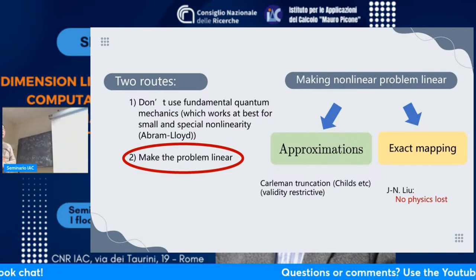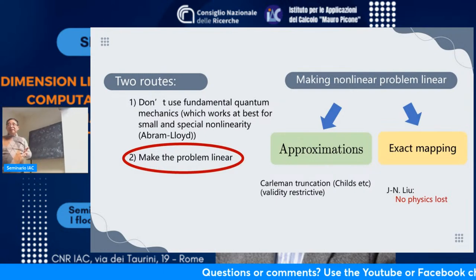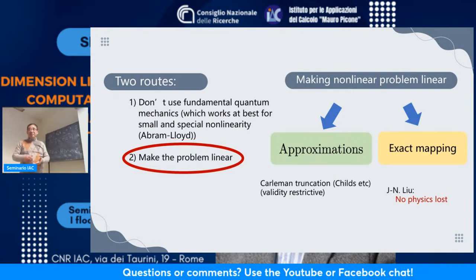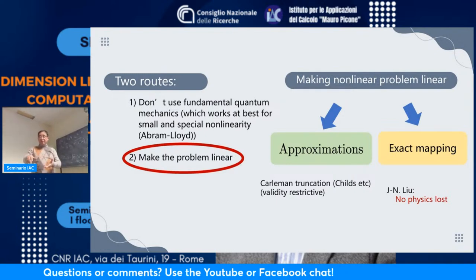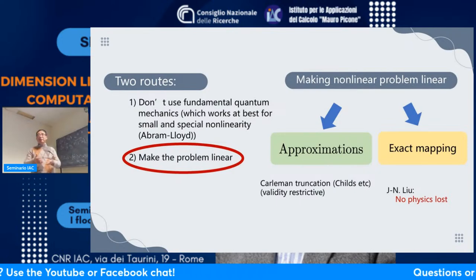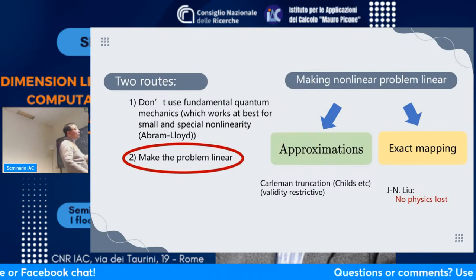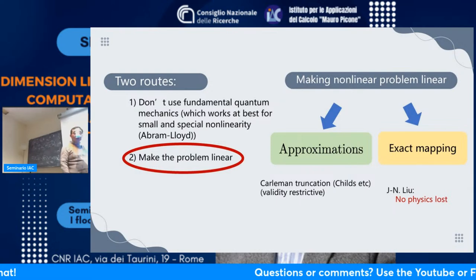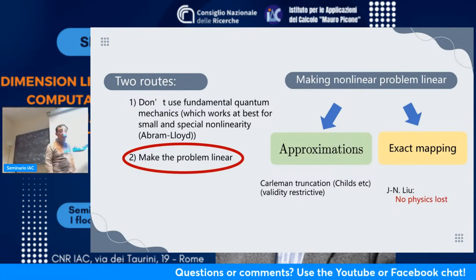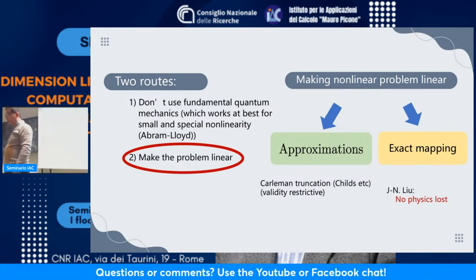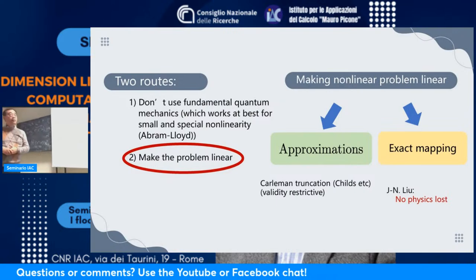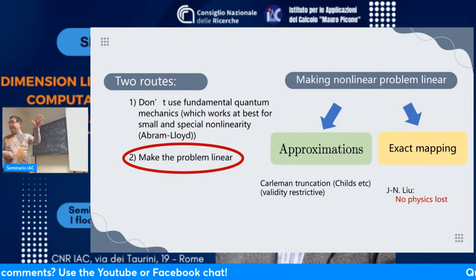But of course, mathematicians know how to make a problem linear: you just linearize it, right? Assume solutions are small around a constant, or do perturbation around the global equation and so on. So that's what people did before us. The most popular one is the Carleman truncation. Carleman truncation is very much like moment closure in kinetic theory.